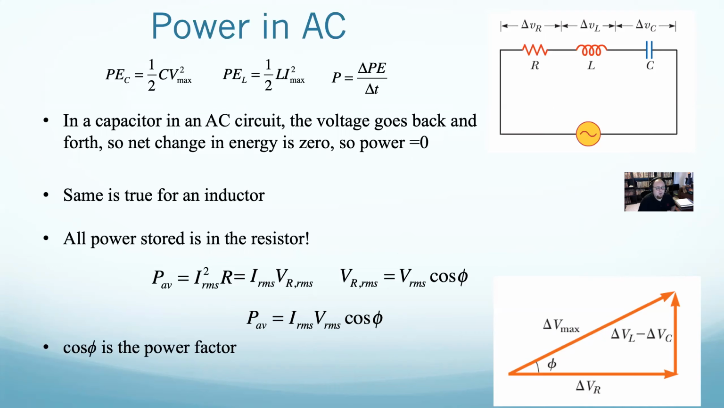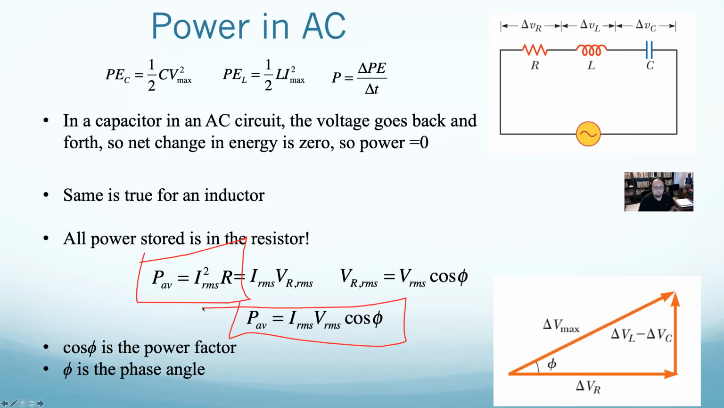For this reason, the cosine of the phase angle is sometimes called the power factor. And so in an RLC circuit, if you want to find power, you can use I squared R. That's fine. But you don't want to use V equals IR, because the voltage on the resistor would not match the voltage of the power supply. They will be off by this phase angle. So if you're going to do it, you have to include the cosine of the phase angle.